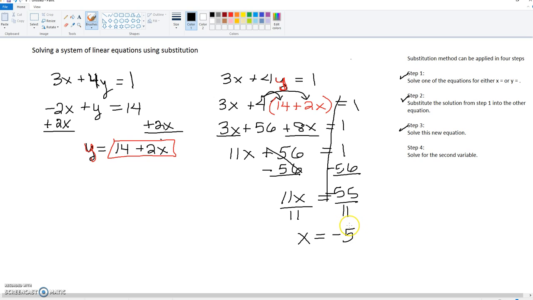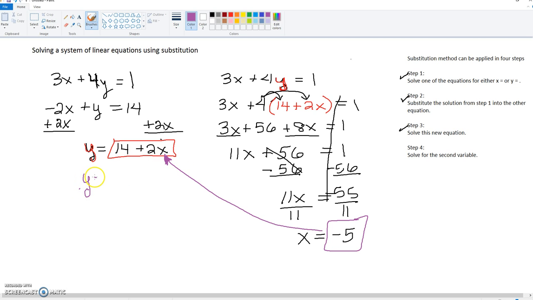So now we found out what one of our answers, or part of our answer, is. It is -5. And be careful when you're entering these answers into ALEKS. But now we need to find out what y is. So we're going to take this, and I'll use a different color here, and we're going to substitute this in the place of x in our other equation.